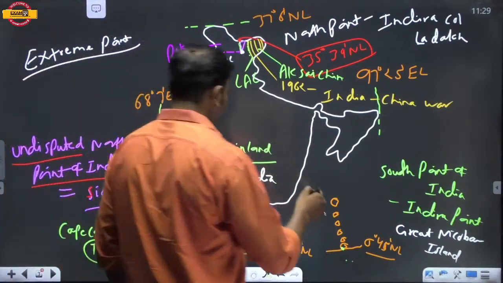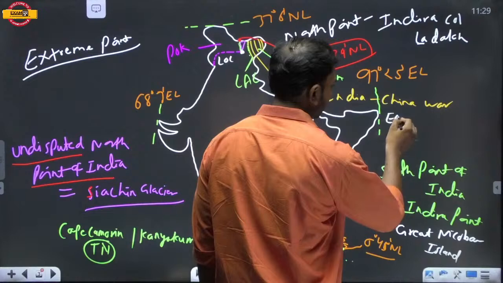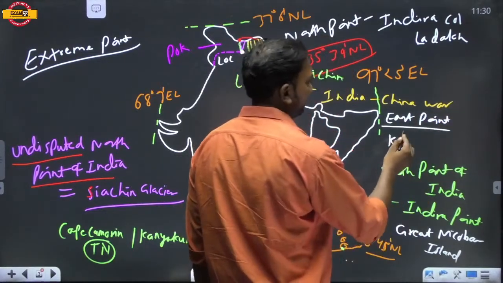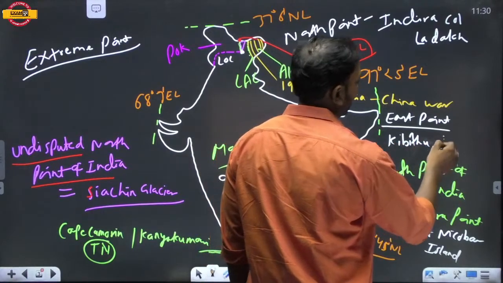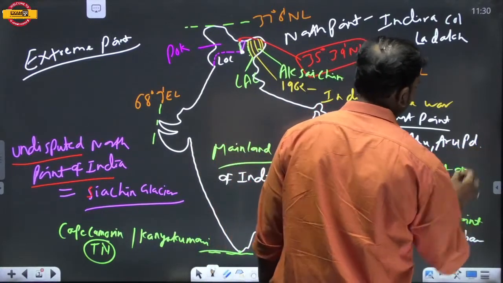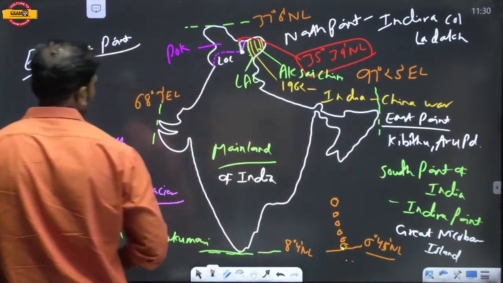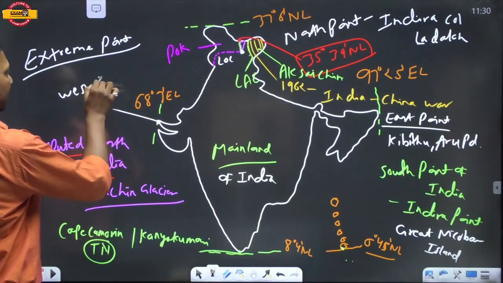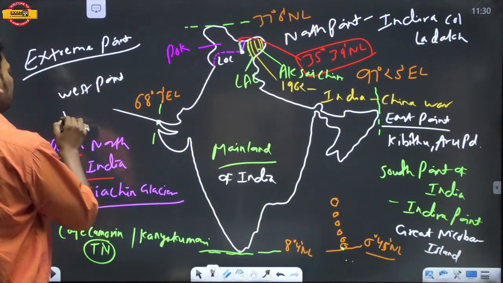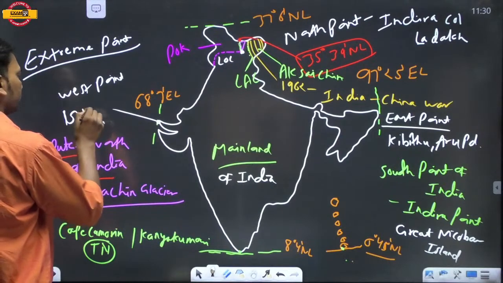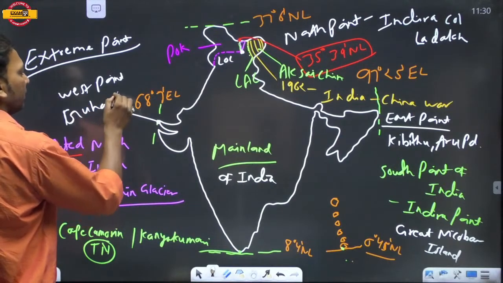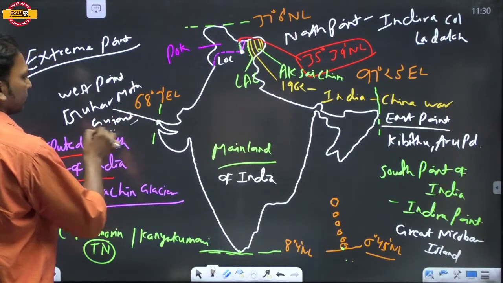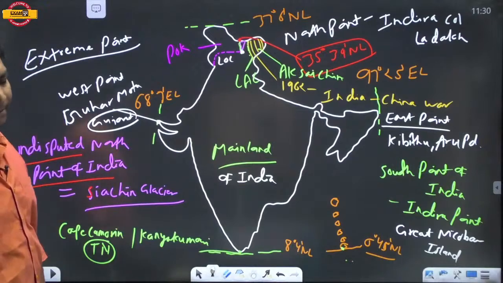Now we are coming to the east point of India. This side is the east point of India and it is so-called Kibithu in Arunachal Pradesh. Here it is the west point. The west point of India is Guhar Mota. It is in Gujarat.